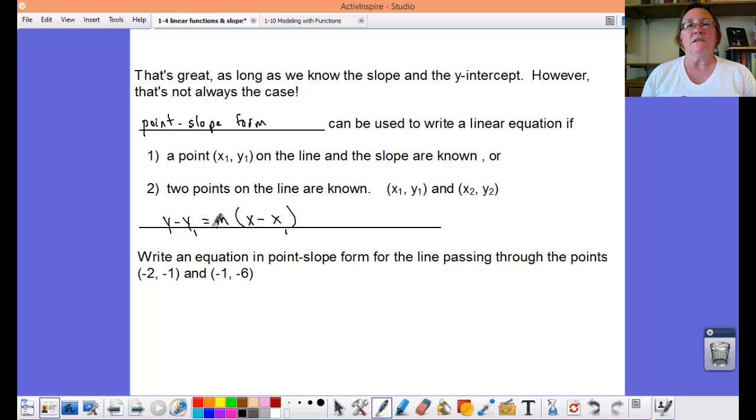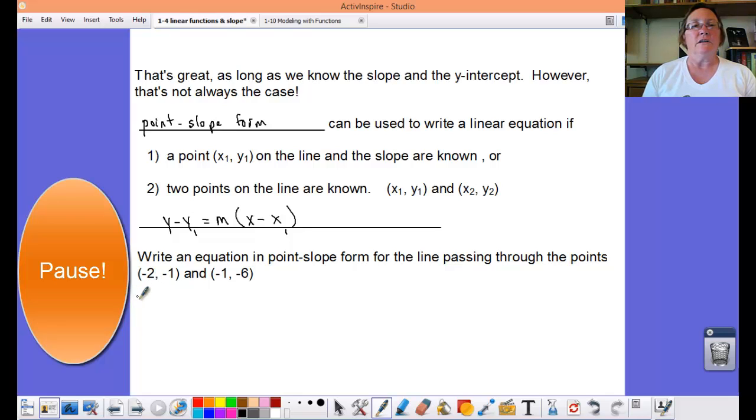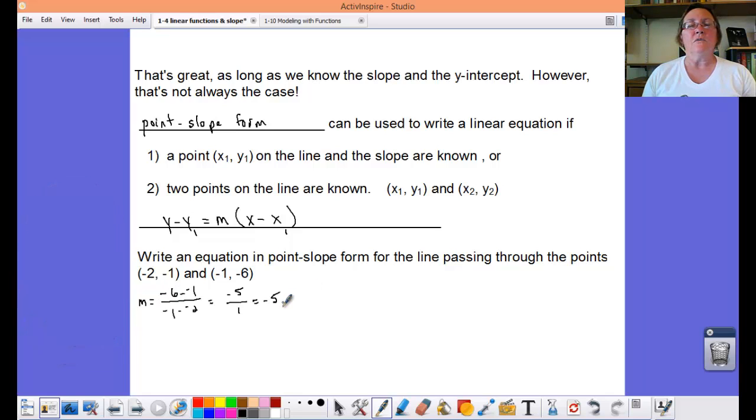When you write an equation in point-slope form, you fill in a slope and an x coordinate and a y coordinate. So let's do that. We're going to write an equation in point-slope form for the line that goes through these 2 points. First off, you're going to need to find a slope. And to do that, we're going to do the slope calculation here. Will you pause the video and let's see if we come up with the same slope. I have a slope of -5.